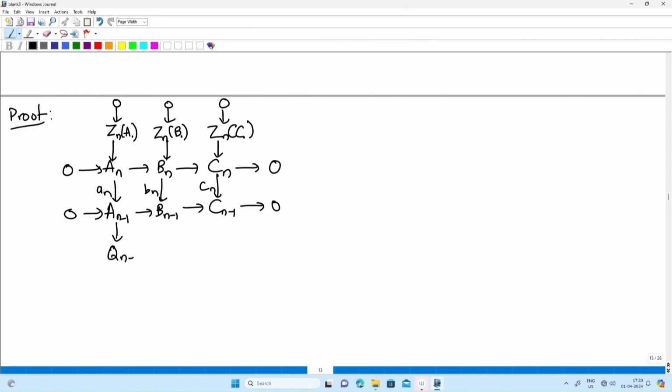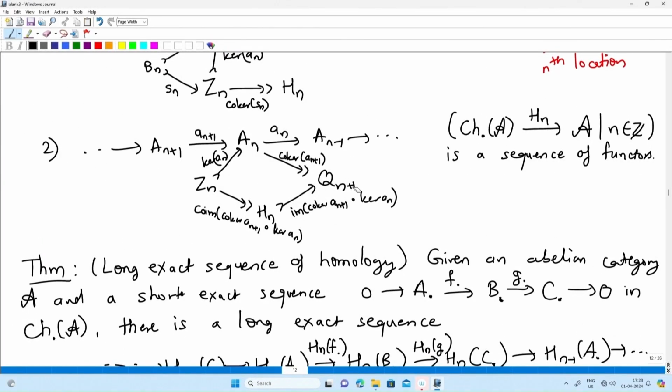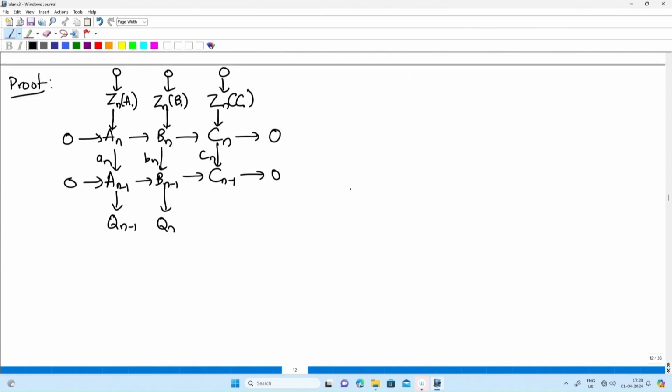Well, I think we can call it Qn minus 1. That will be easier for us, so I should go there and change it. Whatever I had written earlier was correct, it should be Qn. Okay, so this is Qn minus 1 of a dot, then Qn minus 1 of b dot, and Qn minus 1 of c dot. And this is also surjective because we are just taking their co-kernels.